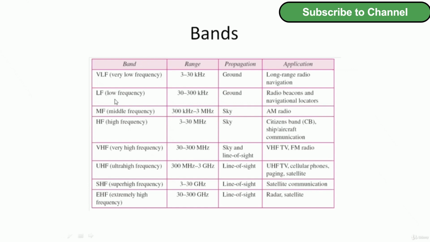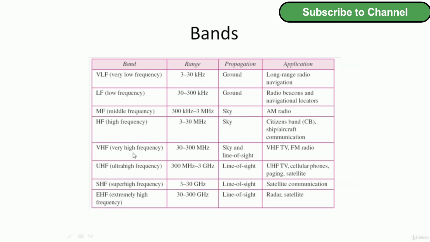The second band is the LF band, low frequency, 30 to 300 kilohertz. This is ground wave propagation, used for radio beacons and navigational locators. Then the middle frequency MF band, 300 kilohertz to 3 megahertz, skywave propagation used in AM radio. Then the HF band, high frequency, 3 to 30 megahertz, skywave propagation. It is used in CB radio, that is citizen band radio, or public aircraft communication.